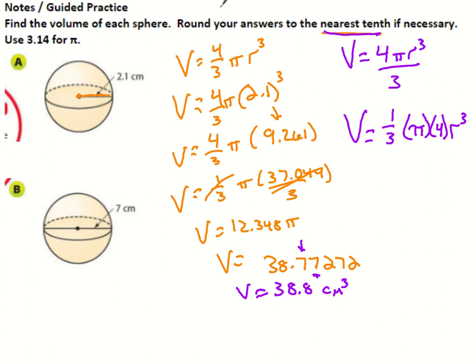Okay, so just try B on your own. See if you can use your formula. I'm going to erase all this, but see if you can use your formula. Try B. This is your diameter, so we need to change it to our radius first, and then we get to go from there. So try it out, see what happens.